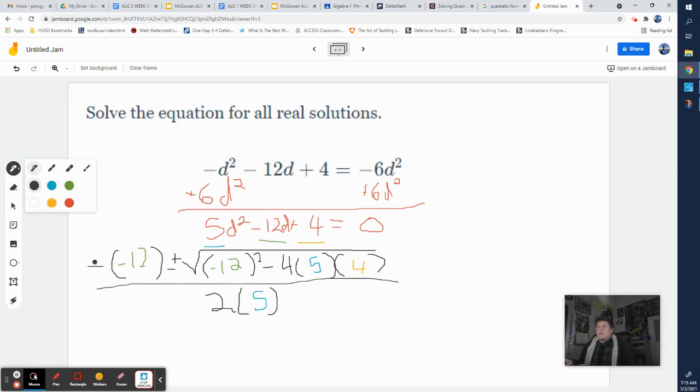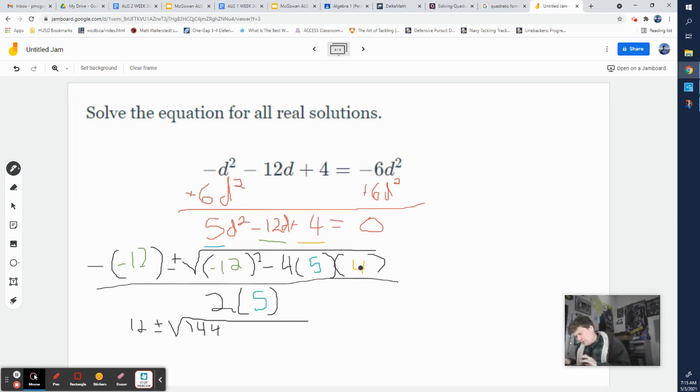Looking at this one, I have a negative 12, which just becomes positive, right? That's kind of nice when they cancel out like that. Inside my square root, I have negative 12 squared, which is 144, right? Negative times negative makes positive. Then I have negative 4 times 5 times negative 4. So negative 4 times 5 times 4 equals negative 80. So we're going to go minus 80. And that's everything on top. Let's look at what we have on the bottom. Just 2 times 5, which makes 10.